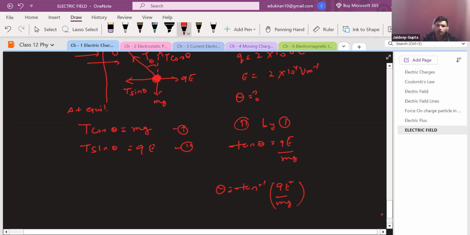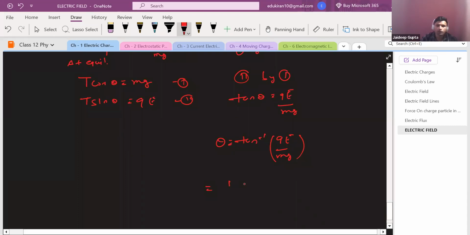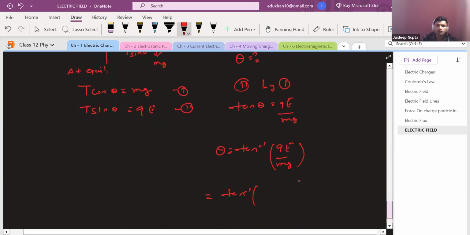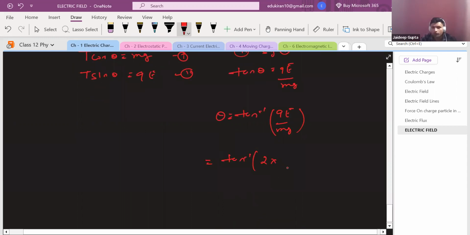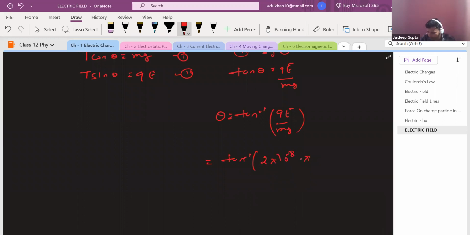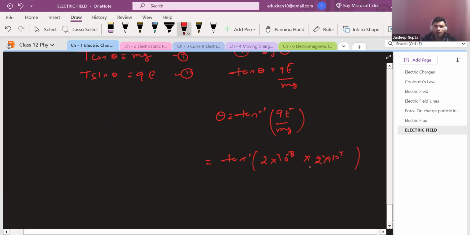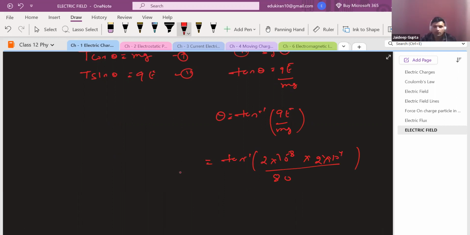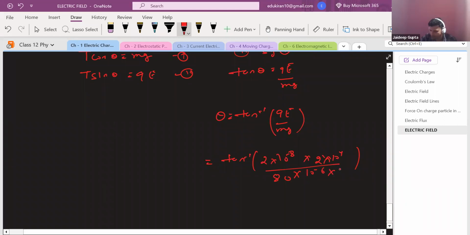Now what are the values? What is Q? Q is 2 into 10 raised to power minus 8, this is the charge. What is the electric field? 2 into 10 raised to power 4. The mass is 80 milligram, that is 80 into 10 raised to power minus 6 kg. And what is g? g is 9.8.